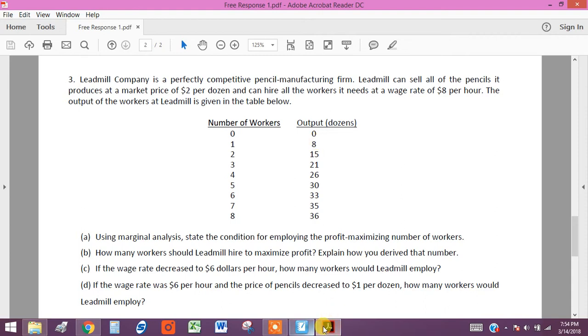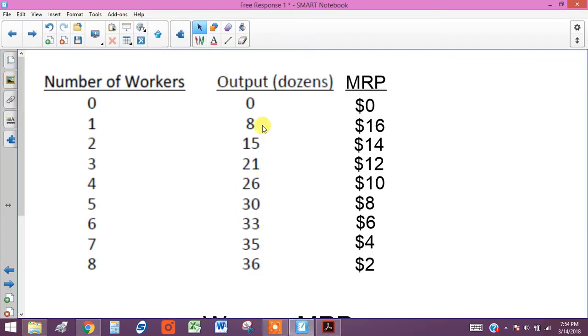Okay, so jump back over here. In 1 hour, one worker on his own can produce 8 dozen pencils, which are sold at $2 each. So the revenue that first worker is going to bring in is $16. And in this case right here, total revenue is the same as marginal revenue because we're starting at 0. It's not going to be the case after 1, however. So let's look at what happens when we hire our second worker.